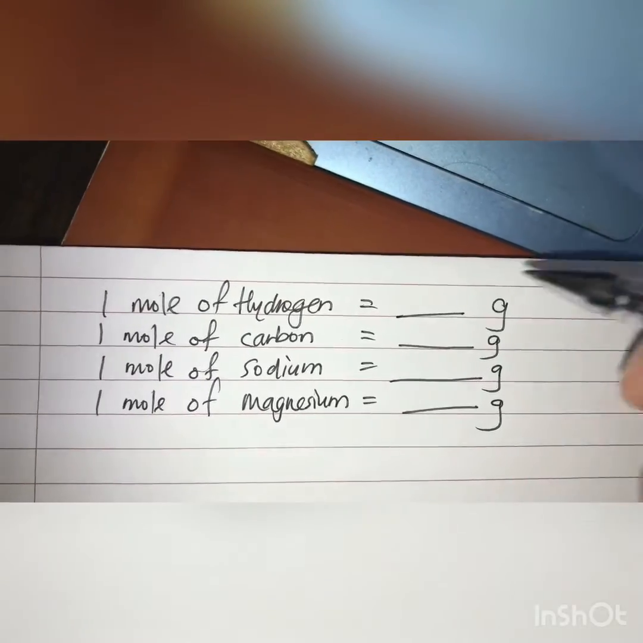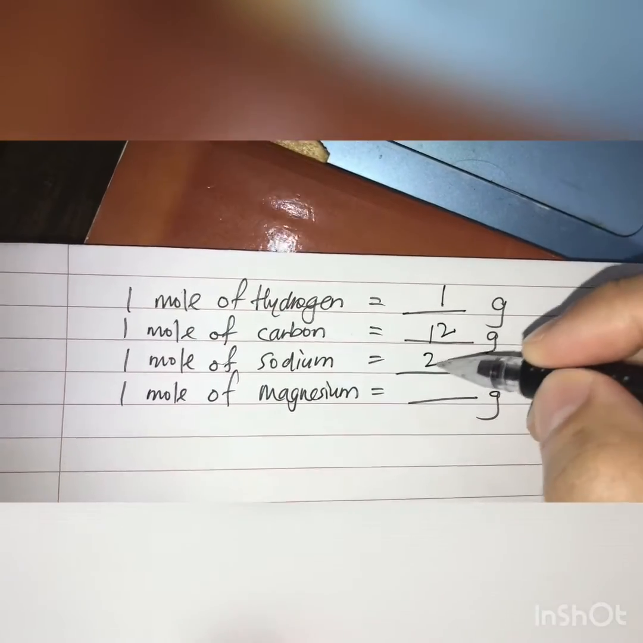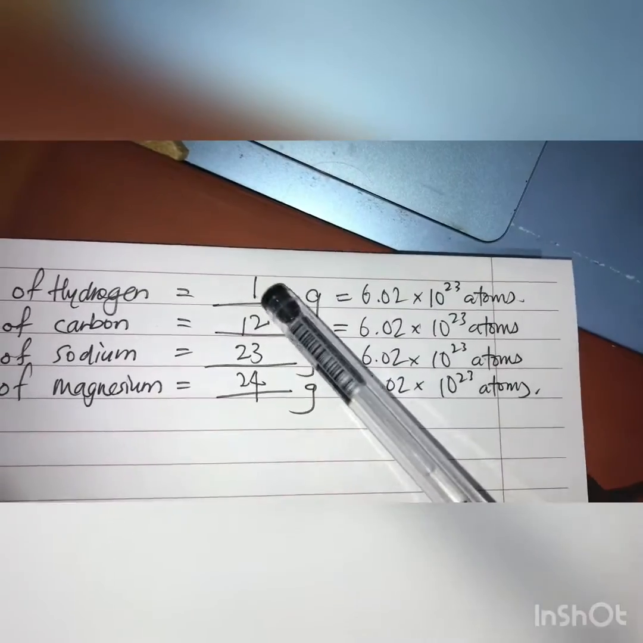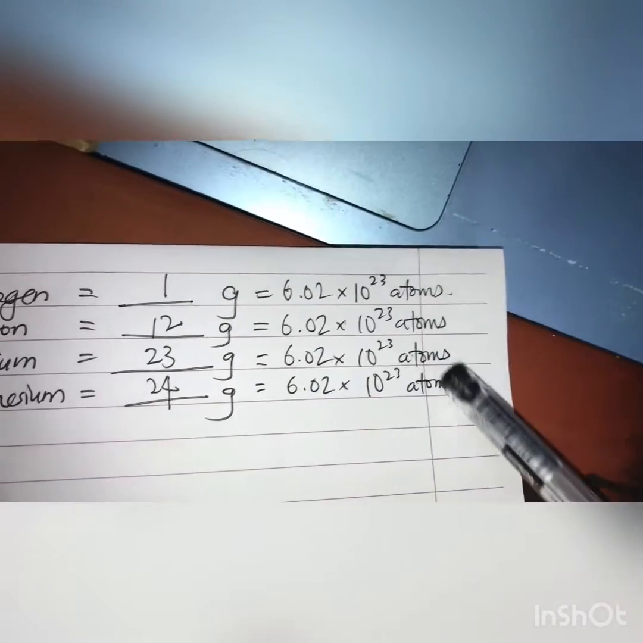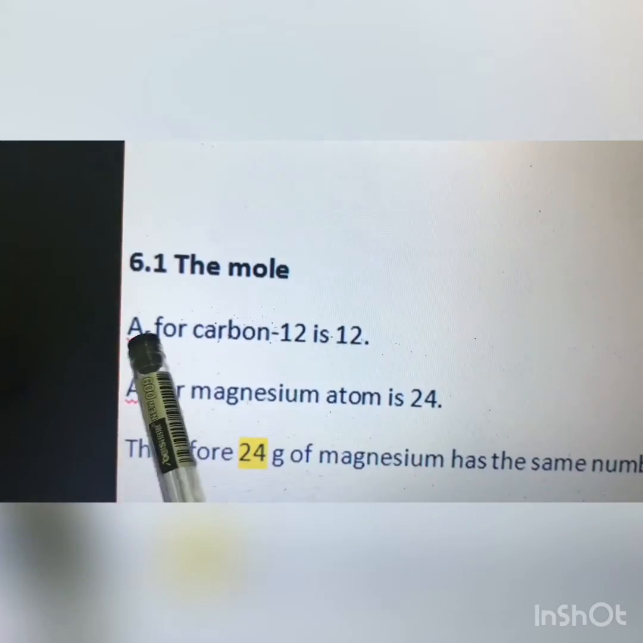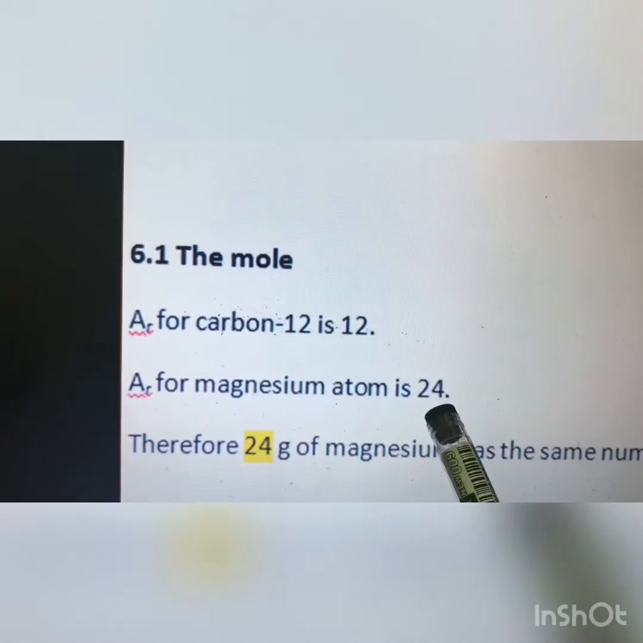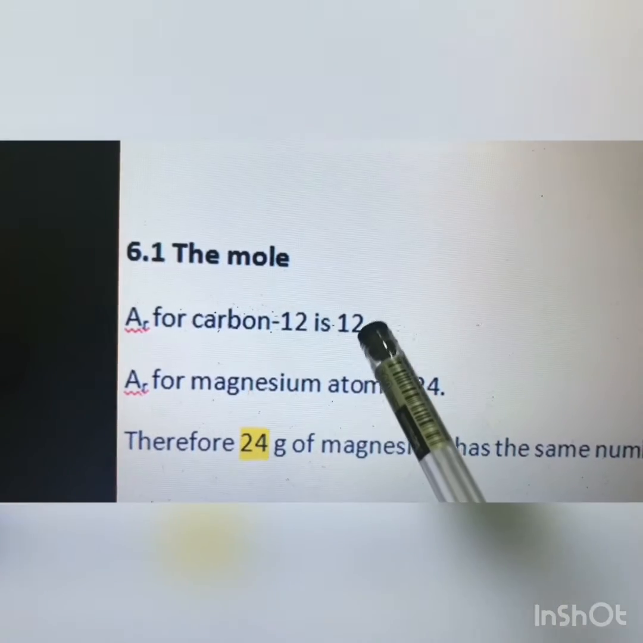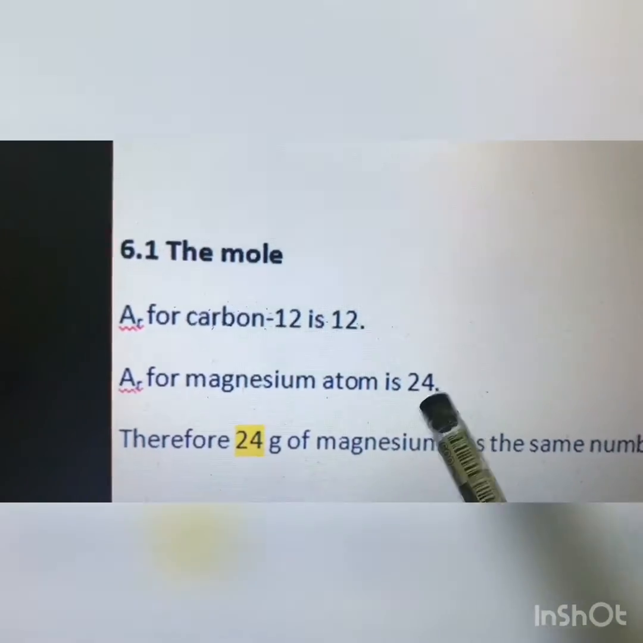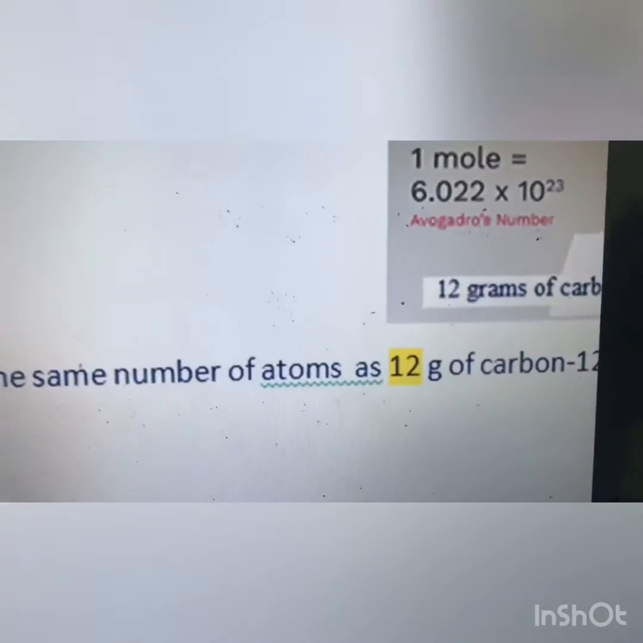1 mole of hydrogen has 1 gram, 1 mole of carbon has 12 gram, 1 mole of sodium has 23 gram, magnesium has 24 gram. Even though they have different mass, the number of atoms are the same because they are 1 mole. We know the atomic mass for carbon is 12, atomic mass for magnesium is 24. Okay, so 1 mole of carbon has 12 gram, 1 mole of magnesium has 24 gram. So 24 gram has the same number of atoms as 12 gram of carbon.